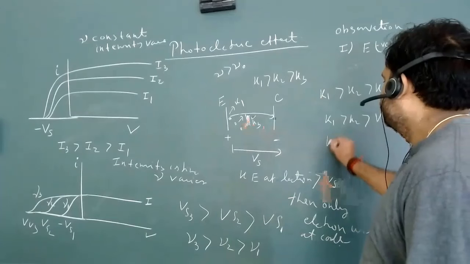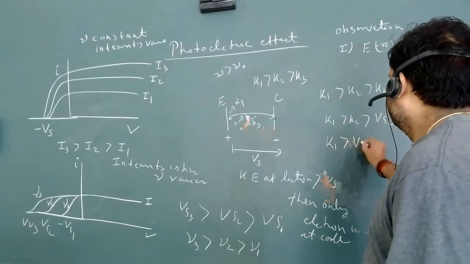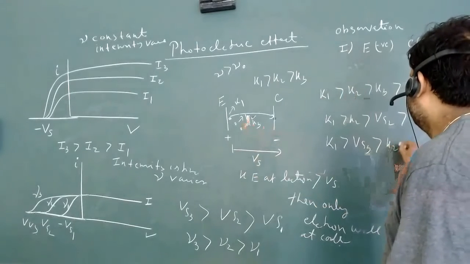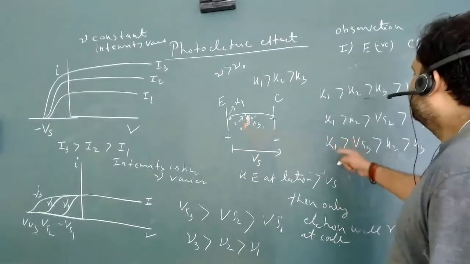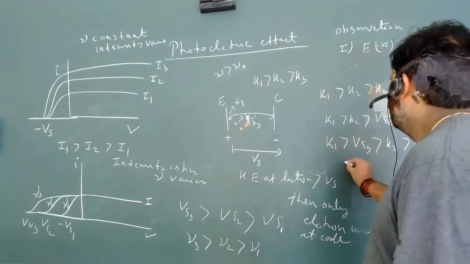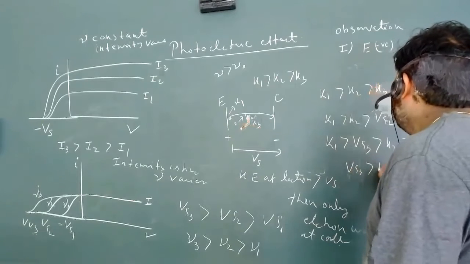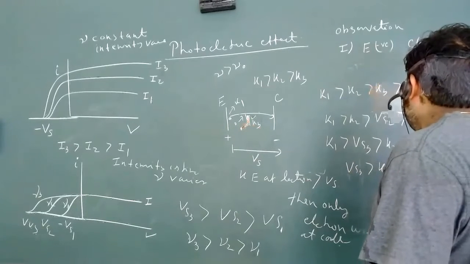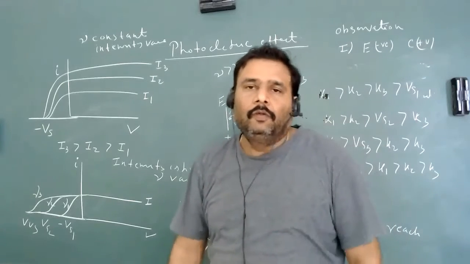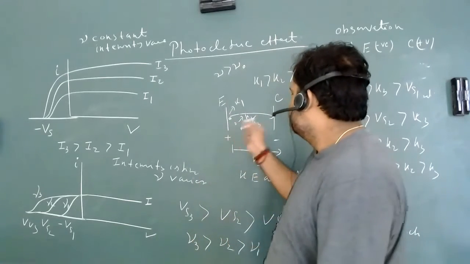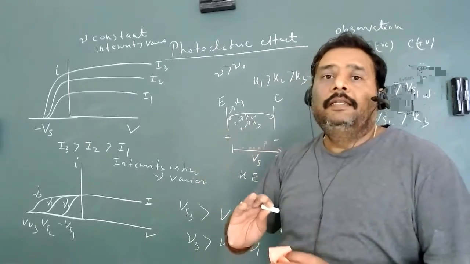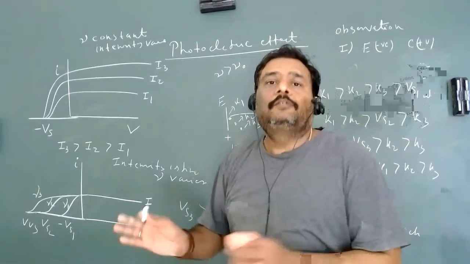Suppose in the third case, we have K1 is greater than Vs3. Suppose we change this, Vs3 is greater than K2 is greater than K3, then only these electrons will reach up to this. And suppose we have Vs3 is greater than K1 is greater than K2 is greater than K3, it means no electron will reach up to this. Which basically means that as kinetic energy increases, we need more and more potential to stop them.